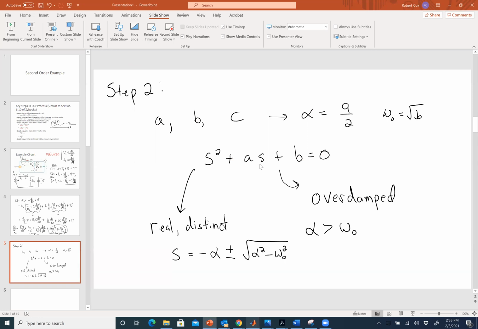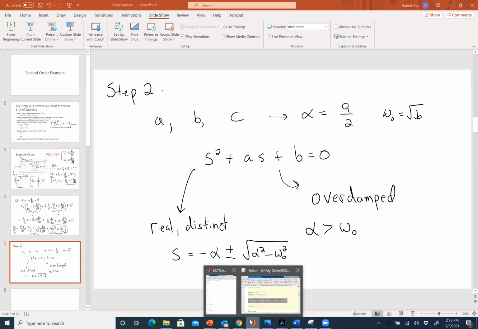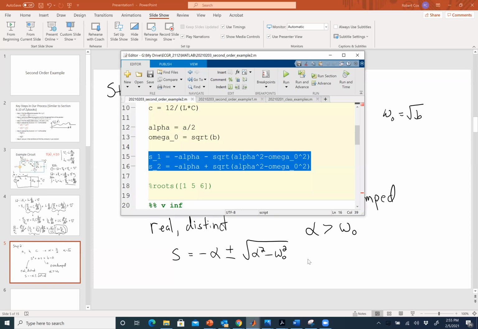Omega naught squared, sorry. Okay. And in this case, I've written them both in there.